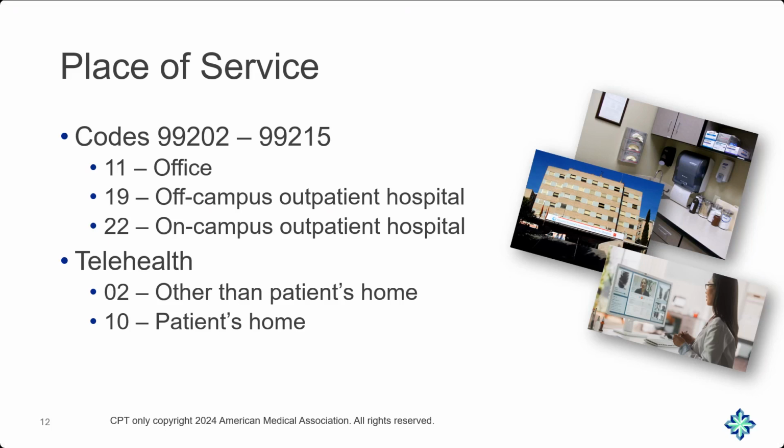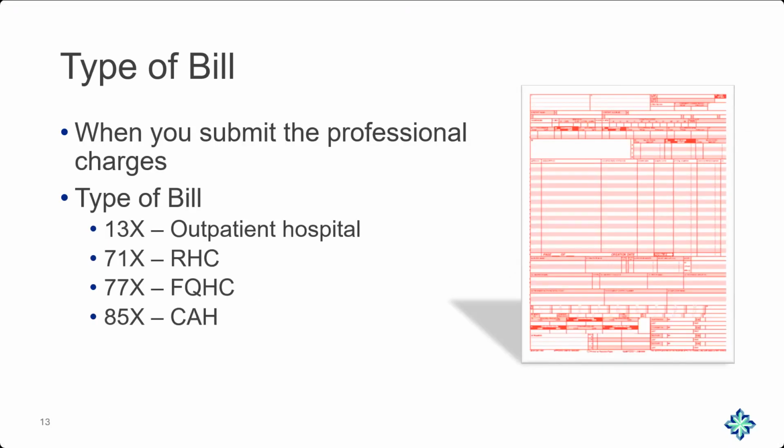As I mentioned, we're not going in depth into billing for facility services. However, because we have rural health clinic providers, FQHCs, and CAHs, and I know I have some of those in attendance today, I want to call out the type of bill you'll use. Those services are billed on the UB-04, the 837I transaction. So instead of a place of service, you'll use the type of bill: 13X for an outpatient hospital, 71X for an RHC, 77X for an FQHC, and 85X for a CAH. Those are things to keep in mind when billing for those services.